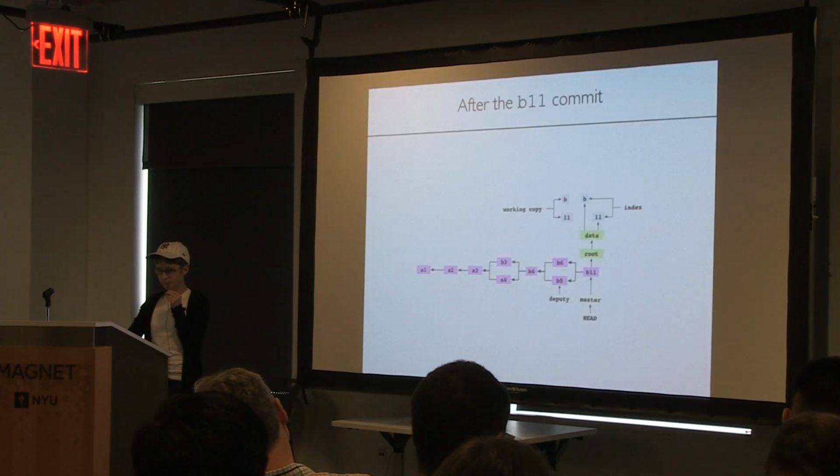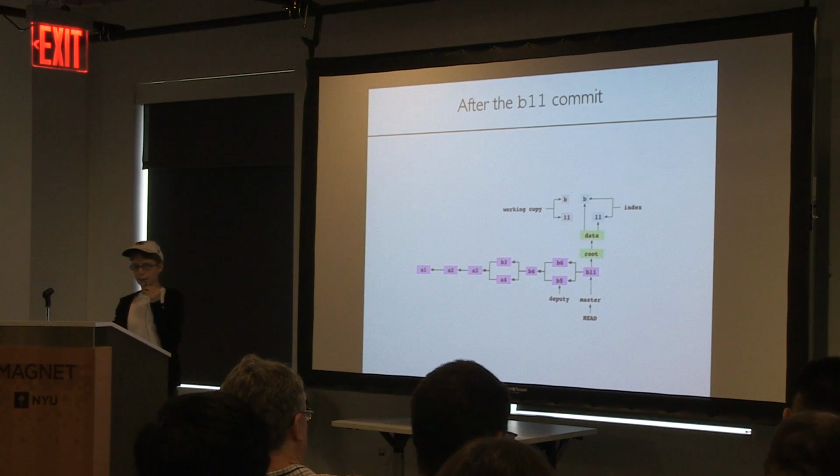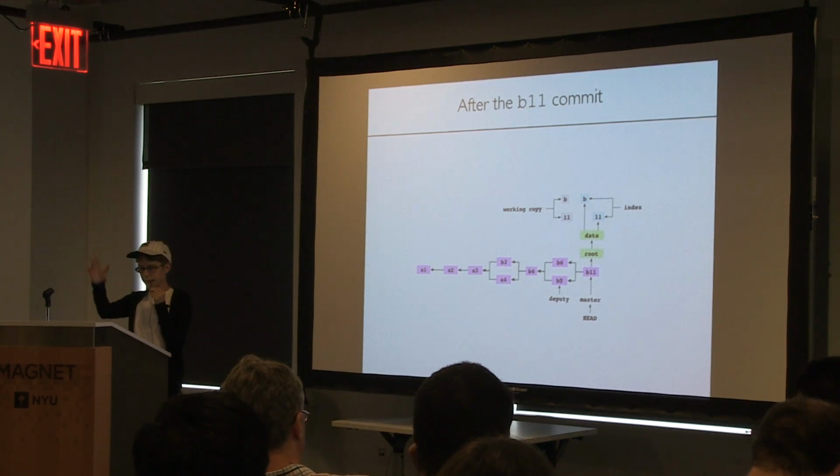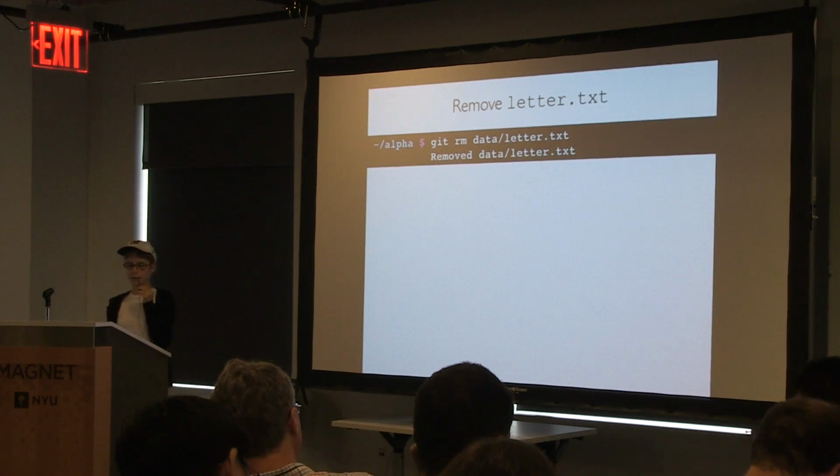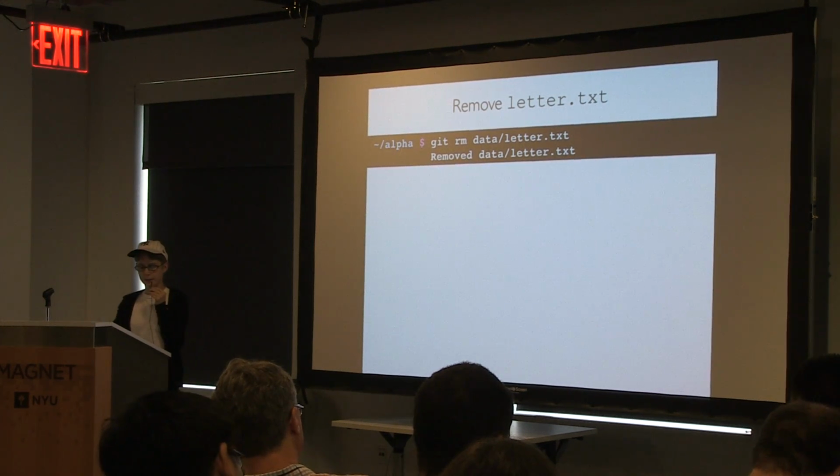Now let's remove a file. So here we were after the B11 commit. The working copy had B and 11 in it, and the index had B and 11 in it. The user runs git rm number.txt.